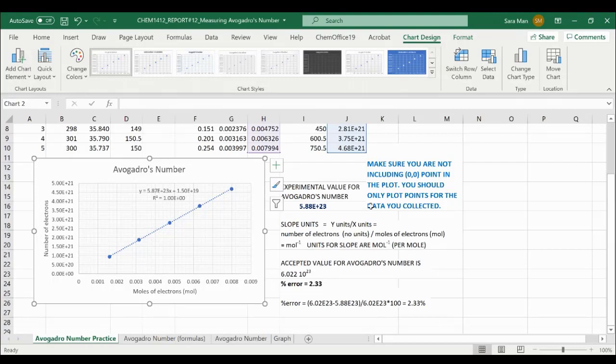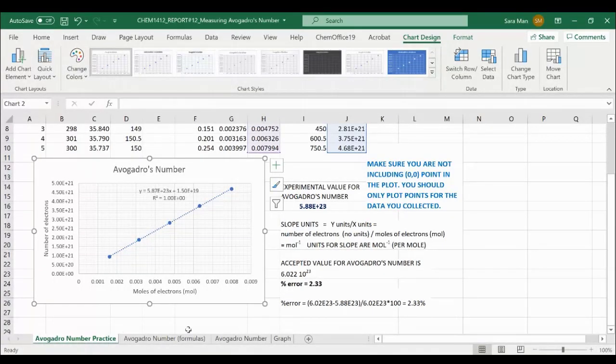So let me share here now. You have the y-intercept, that is this number, 1.5 times 10 raised to the 19th power, and you have 5.87 times 10 raised to the 23rd. That is your Avogadro number. Very good. So I think this is the main thing to calculate the Avogadro number.